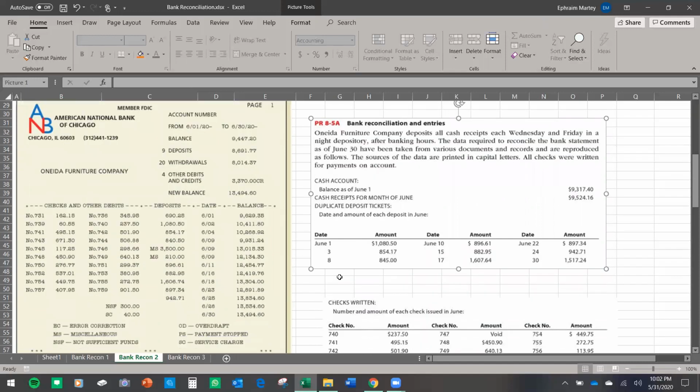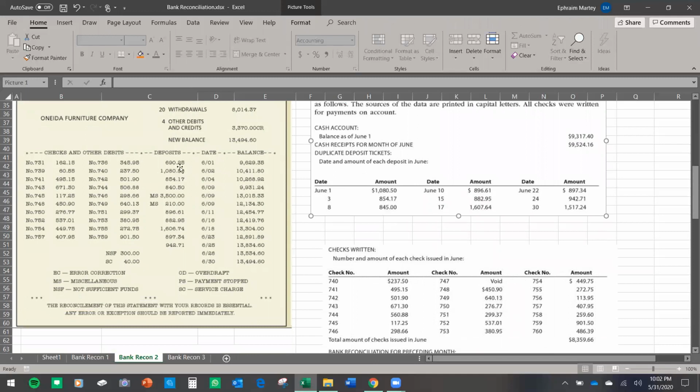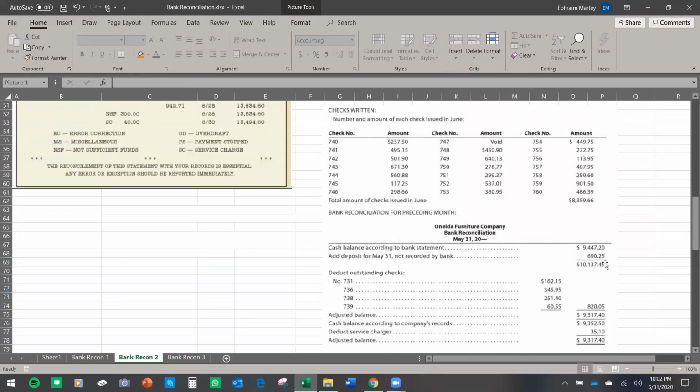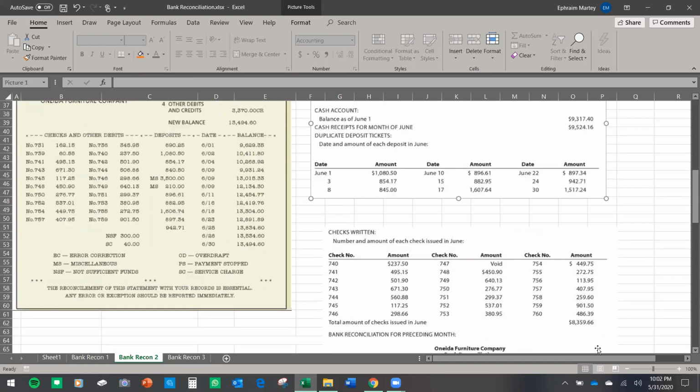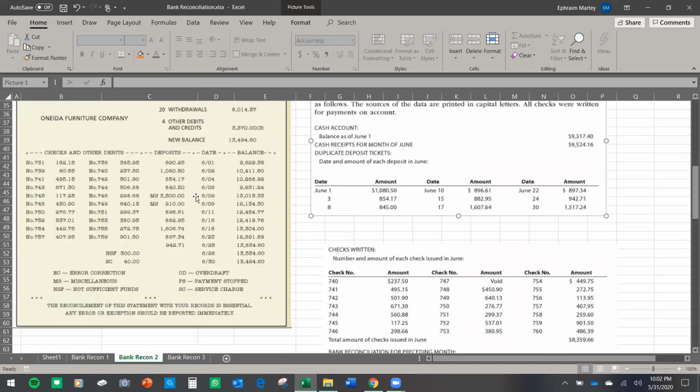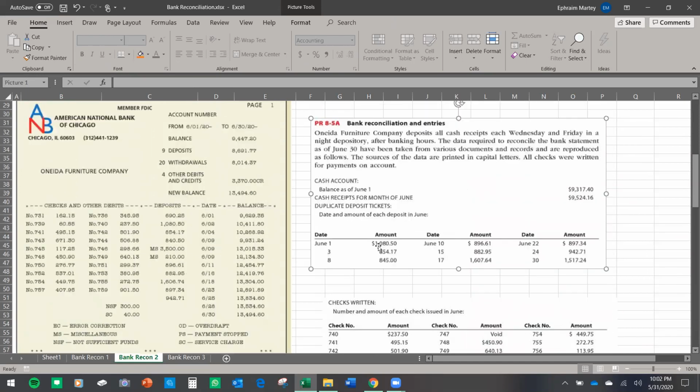So we have this deposit. Let's look at the bank. 690.25 is not here. That's probably in August. Okay, that is right here. So in August, they now recognize it here, 690.25. Good. Now they have 1080.50. We have 1050 here, so we don't do anything. 854.17. We have it here, so we don't do anything.